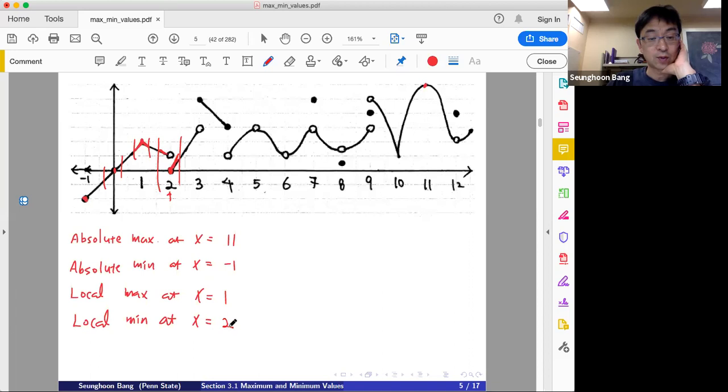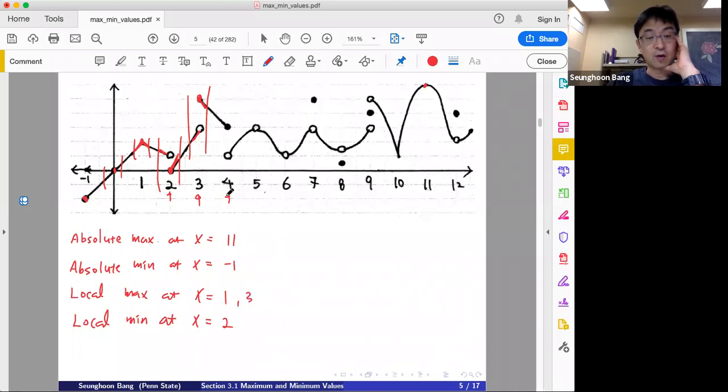We have local minimum. What happens at 3? Local maximum, local minimum, or neither? Local maximum, right? Yes, you can call it locally like this. This point is the locally highest point. Yes, local maximum at 3.